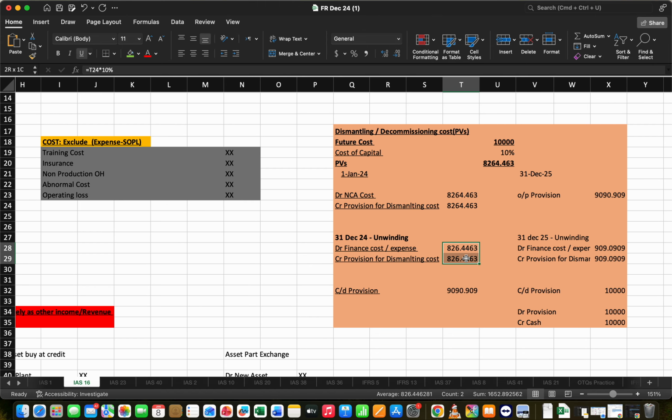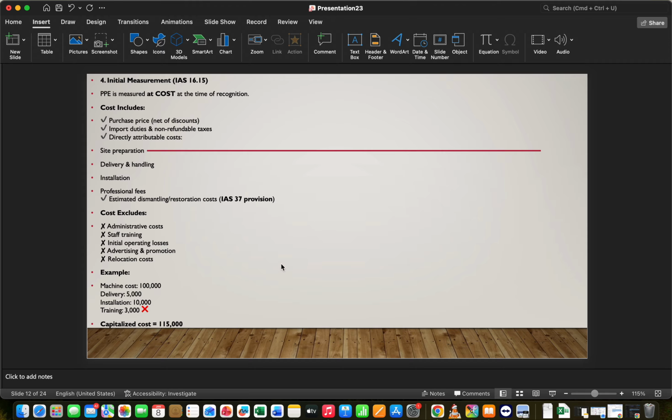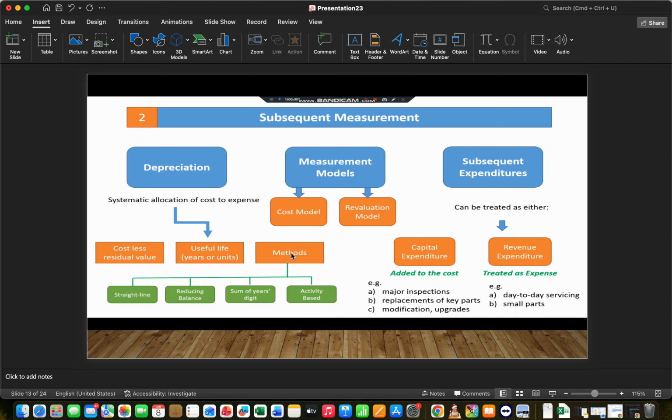That is 826.446, which is 10% of this amount. Then the closing provision will be 9090.909. All these costs will be excluded, that is administrative cost, etc.